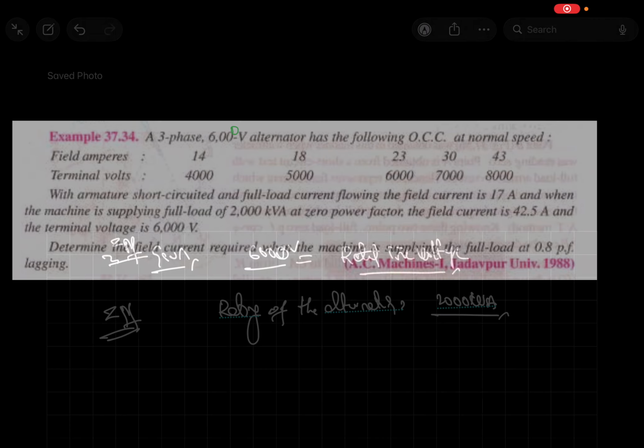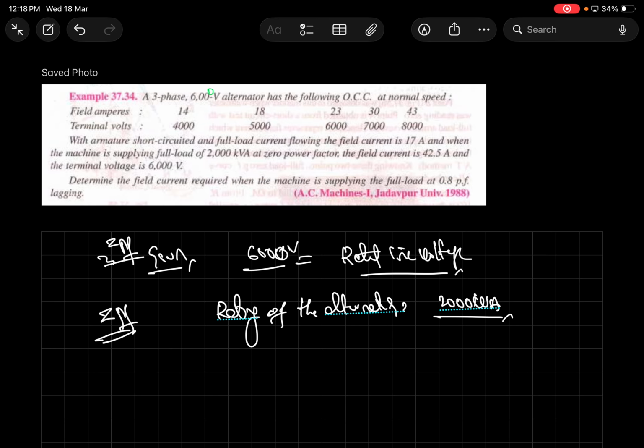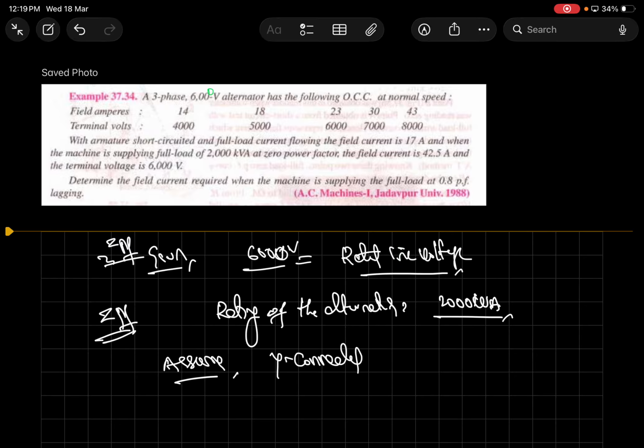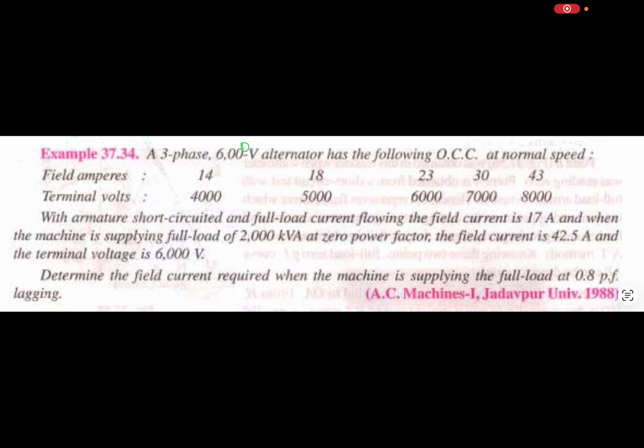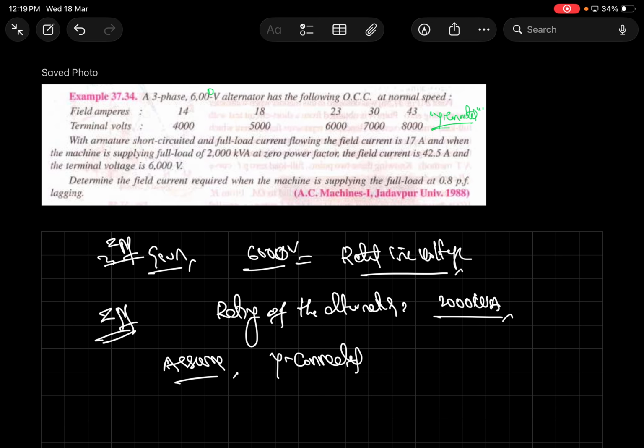It is already given in the question, that is 2000 kVA. For 2000 kVA, now what is the type of connection, with the armature short circuit field winding? What will you assume here? We will assume that it is star connected. In the question, we will include that it is star connected.